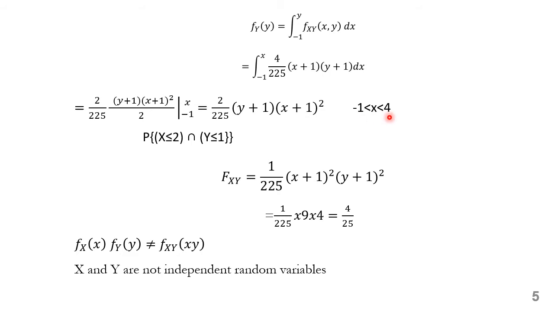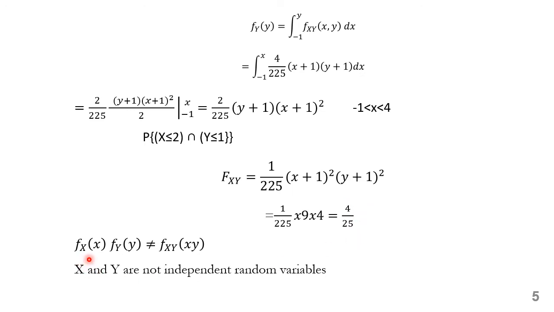And we need to find the probability of x less than or equal to 2 intersection with y less than or equal to 1. So Fxy is equal to 1/225 (x+1)^2 (y+1)^2. So therefore it is 1/225. X value is 2, it is substituted here. So we get (2+1)^2, that is 9, and y value is equal to 1, so it is 2 square, so you get this as 4. So the answer is 4 divided by 25.